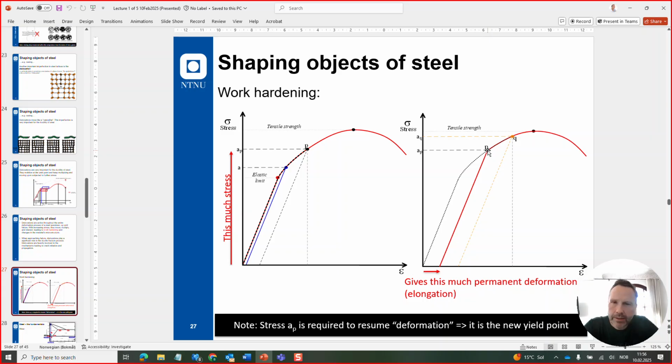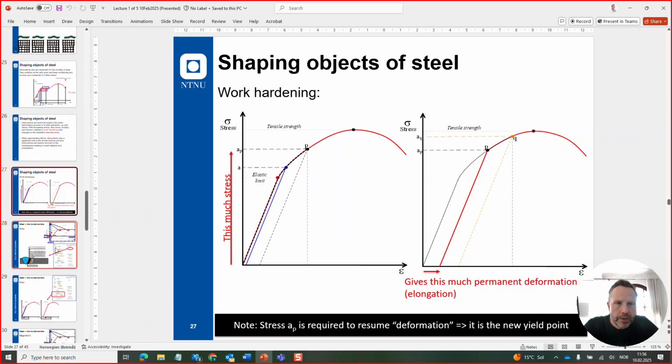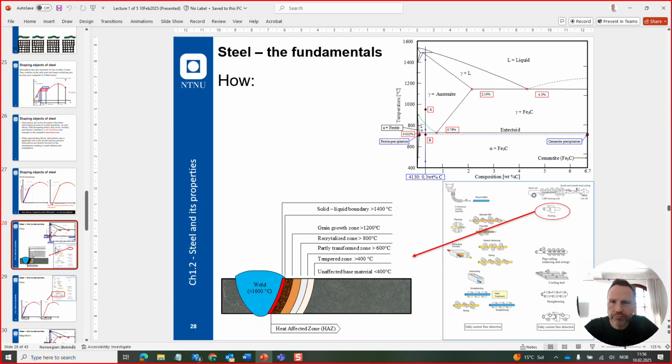So that's work hardening. You go beyond the yield point and you get a new yield point, but you also have a permanent deformation that comes with it. The other manufacturing process is welding. Very often when you have seen a steel item that has been welded and has failed, you will see that it is typically taking place next to the weld.